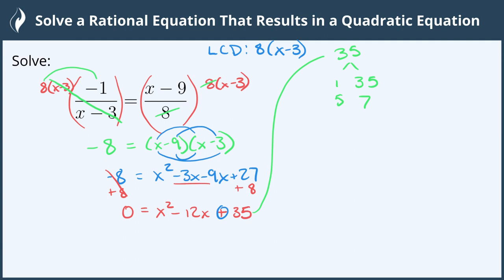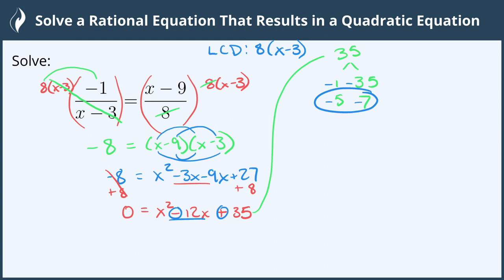This is positive, which means that the signs will all be the same, and they'll all be negative according to the first sign, so we put negatives everywhere. And we're looking for a combination that gets -12, so we have -5 and -7.